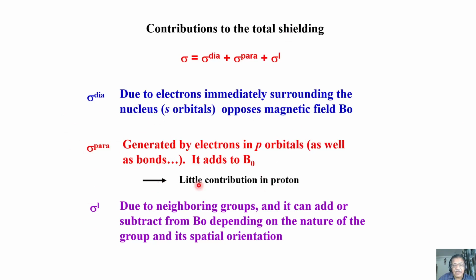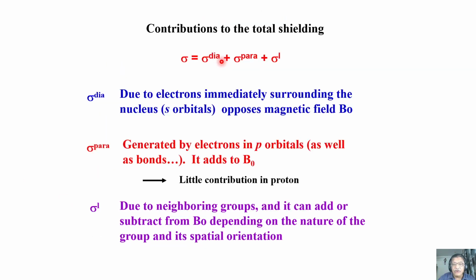What is sigma neighbor? It comes because of the neighboring group. This can add or subtract depending upon the nature of the substituent. If I have an electron withdrawing group, it can withdraw electrons. If I add an electron donating group, it can give electrons. As a consequence, the peak can move anywhere in the spectrum. It can move to high field or it can move to low field. Remember, all these contributions add up to the total contribution for the chemical shift.